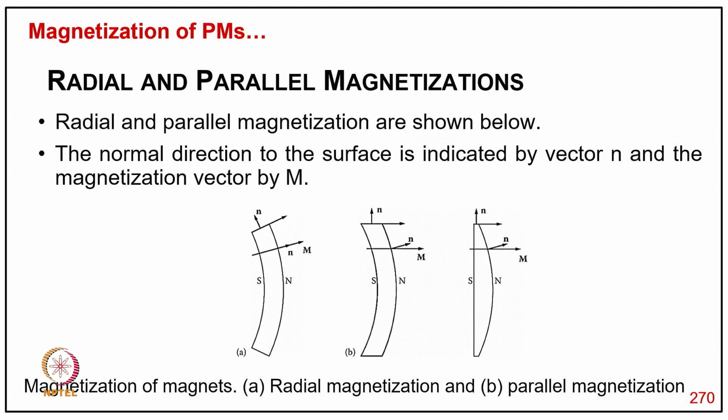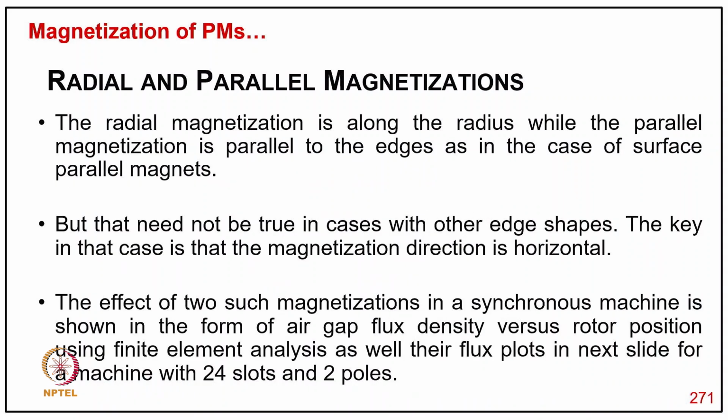Typically, radial and parallel magnetization are used, and they are shown here. The normal direction of the surface is indicated by vector n and the magnetization vector by m. In radial magnetization, the magnetization is along the radius, while in parallel magnetization it is parallel to the edges, as in the case of surface magnets, but that need not be true in the case of other edge shapes. The key in that case is the magnetization direction.